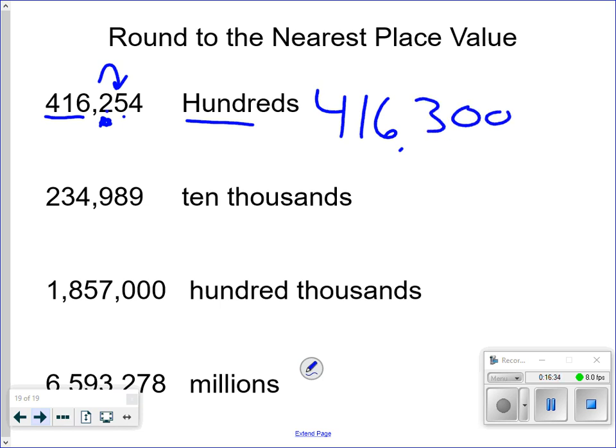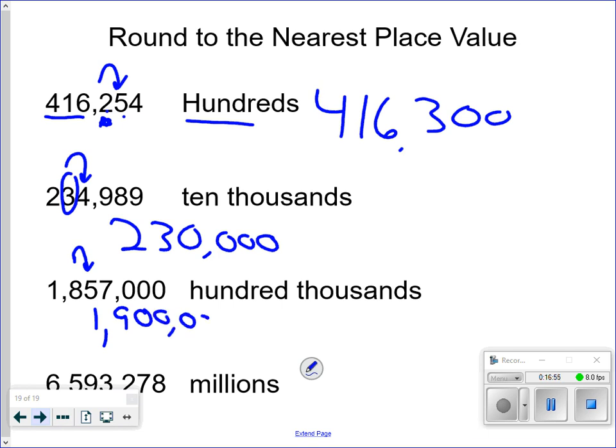Then I'm at zeros. 10,000s is right here. Moving here, does the 4 make a change? The 4 doesn't make a change, so my answer is 230,000. 100,000s is right here. Does the 5 make a change? It does make a change, so the answer is 1,900,000.